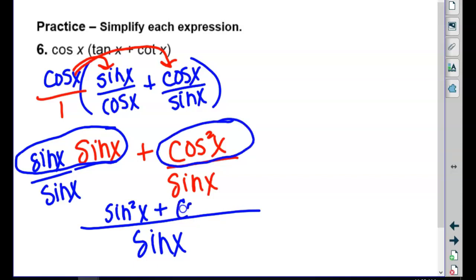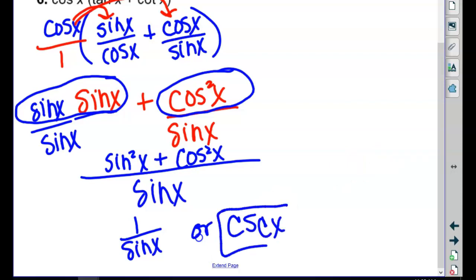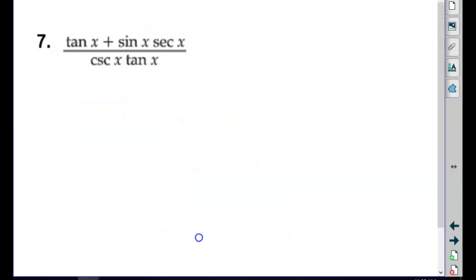A sine squared plus a cosine squared, which is a 1 over sine x, or so lots of getting common denominators. Anybody have a question? All right, number 7.